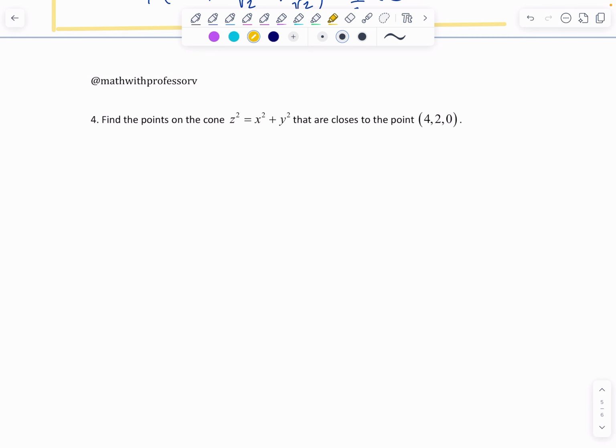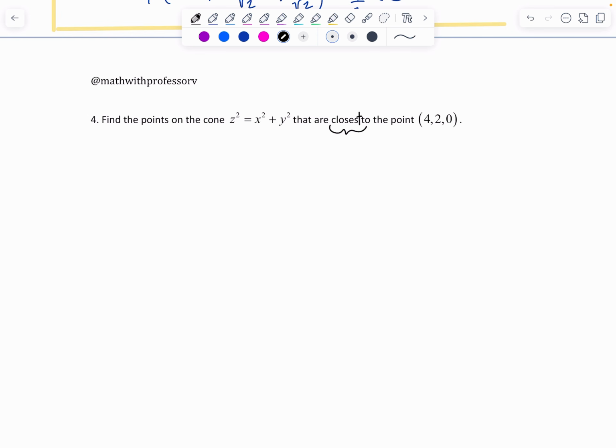Okay. Last one for this video. We can obviously apply the method of Lagrange multipliers when solving some of the applications that maybe you've looked at in previous lessons. Okay, here we go. So find the points on the cone, z squared equals x squared plus y squared, that are the closest to the point (4, 2, 0). So this time we have to come up with the function. Oh my goodness, we can do it, don't worry.